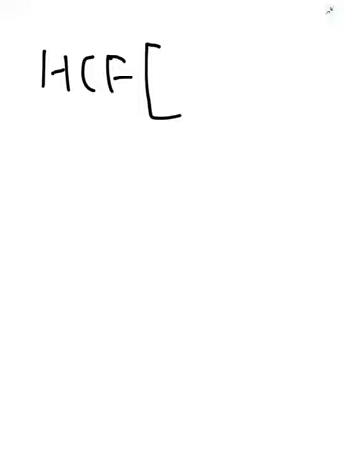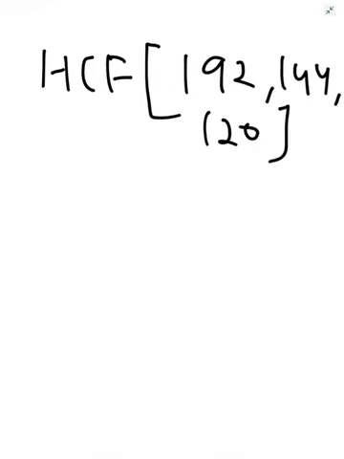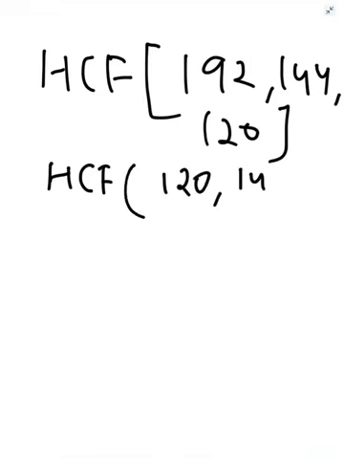of equal size. So HCF of 192, 144 and 120. Now there are 3 numbers involved. So what I can do, first I can take the HCF of smaller numbers, 120 and 144. By long division I will find the HCF, which will come out to be 24. This is HCF of 120 and 144.